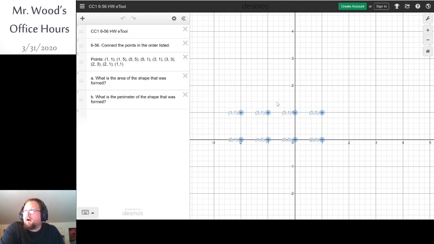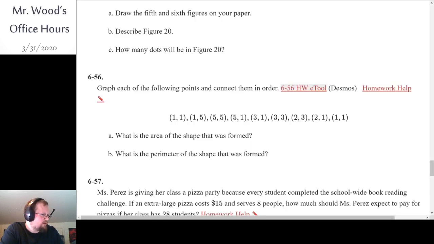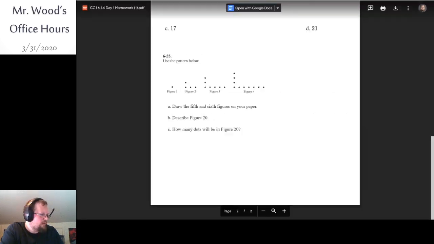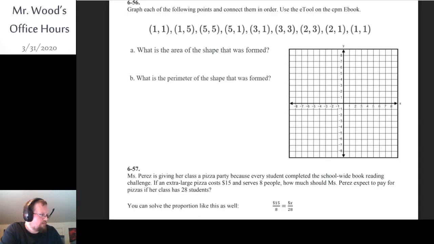So on problem 6-56, it asks you to connect the points in the order listed. Also, this E-tool has them in a very weird spot. Sorry, that's a pretty poor E-tool if it's all written out of order. Okay, give me a second.